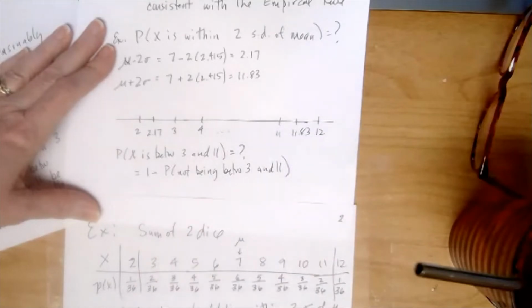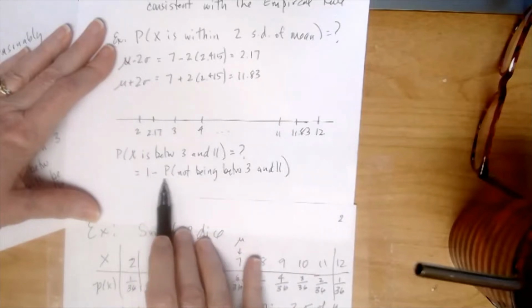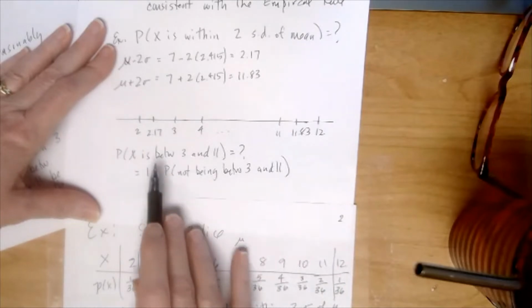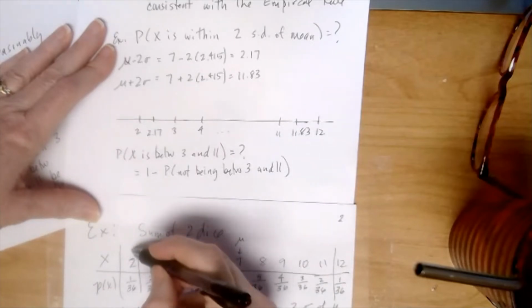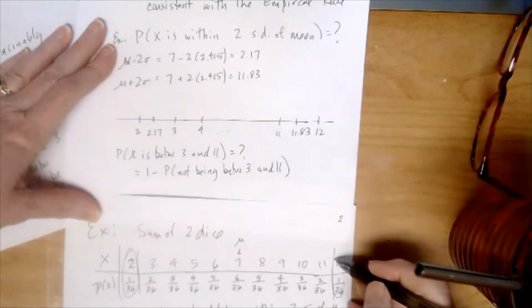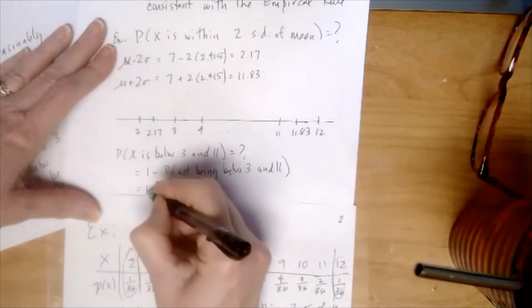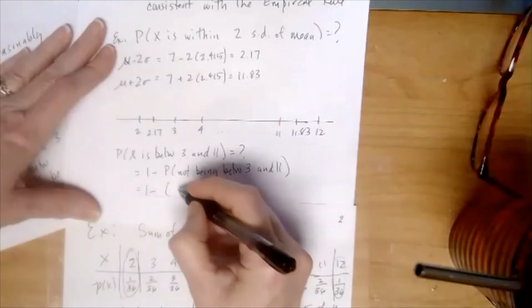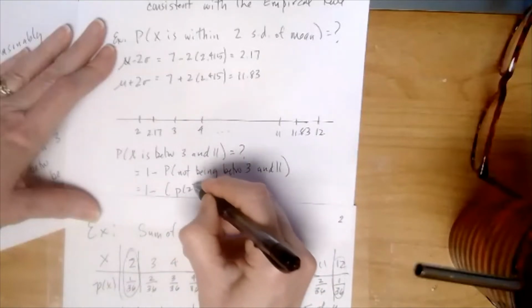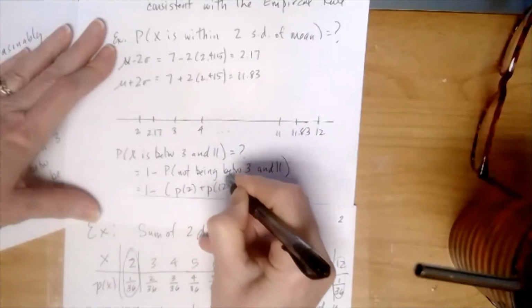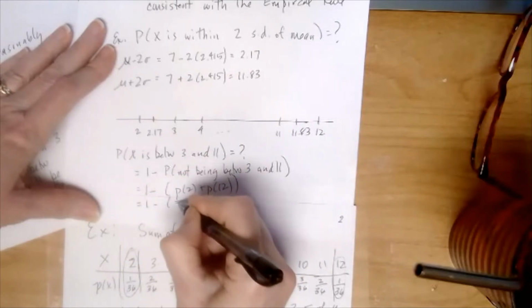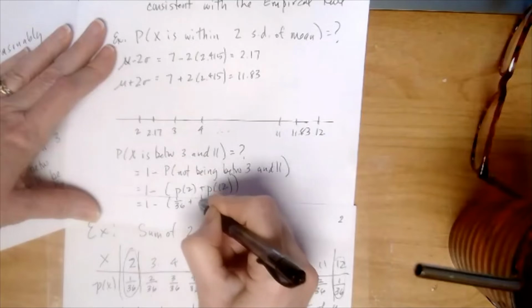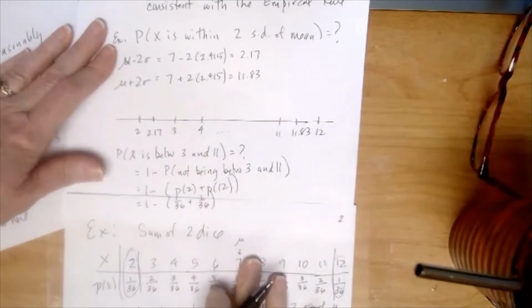All right, so the complement rule tells me this. The probability of A is 1 minus the probability of A complement. So what is A complement here? What's the complement of this? That's going to be 2 and 12. All right, so this is 1 minus this probability, which is going to be P of 2 plus P of 12. So we're going to subtract those out. All right, so this is 1 minus 1 over 36 plus 1 over 36.